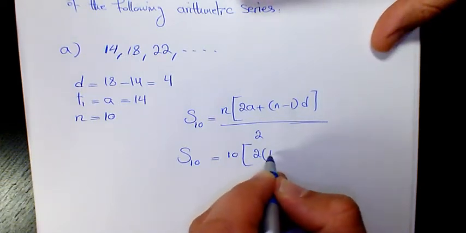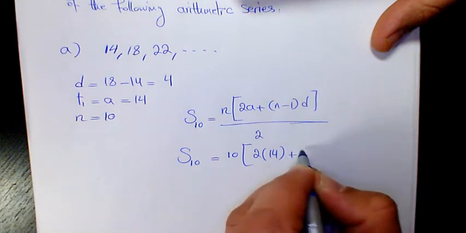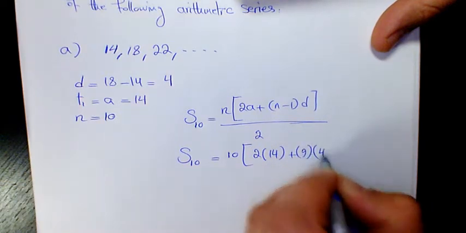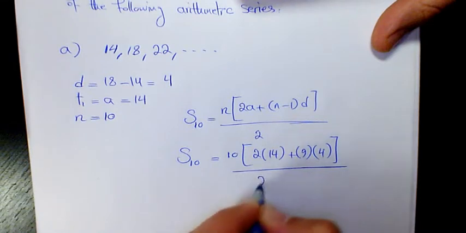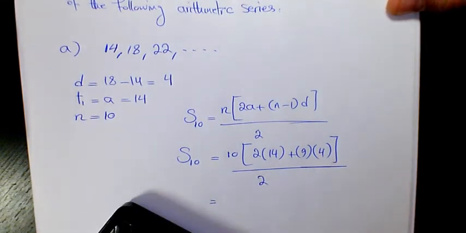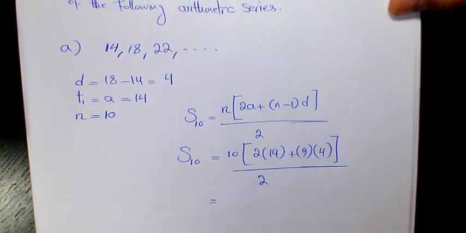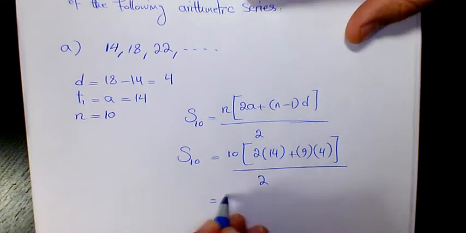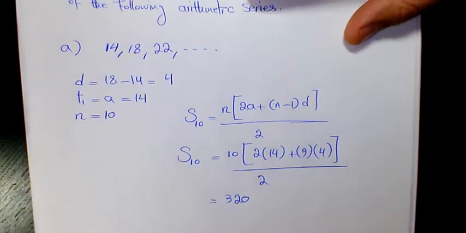2a is going to be 28, plus (n minus 1), that's 9, times 4, which is 36, divided by 2. So that's going to be 320.